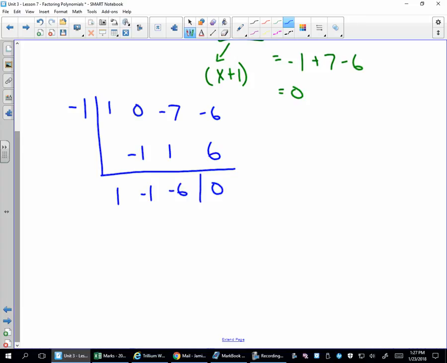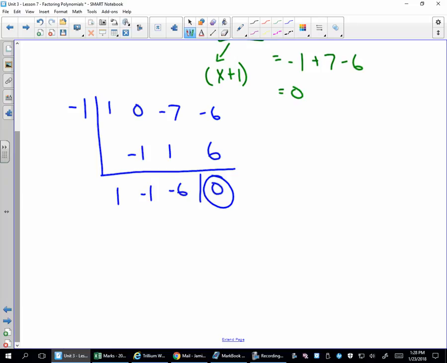You better get a 0 over here, because we've proven with the factor theorem that this value, the -1, had a remainder of 0. If it didn't work, you messed up your math somewhere, either in your synthetic division or when you were figuring out the factor in the first place.